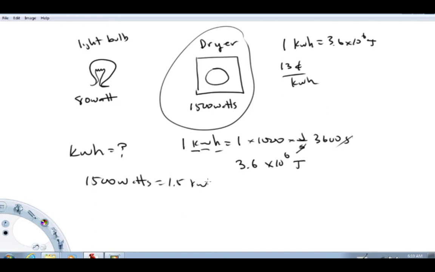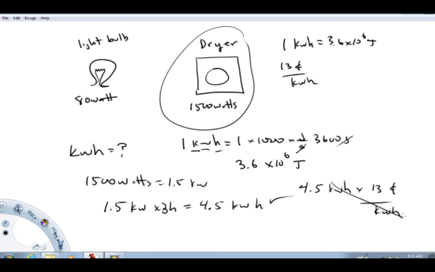If I were to run this dryer for, say, 3 hours, the energy used would be 1.5 kilowatts times 3 hours, and we get 4.5 kilowatt hours. And that would be the energy usage to run that dryer. So when I get charged, all I have to do is multiply to figure out my cost. I take my electrical use, 4.5 kilowatt hours, and multiply by my cost, which is 13 cents per kilowatt hour, and you notice that these cancel.